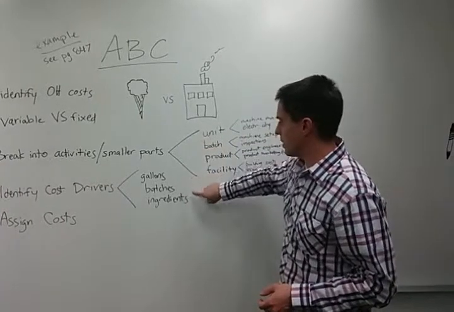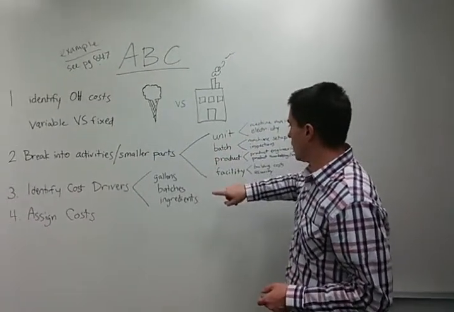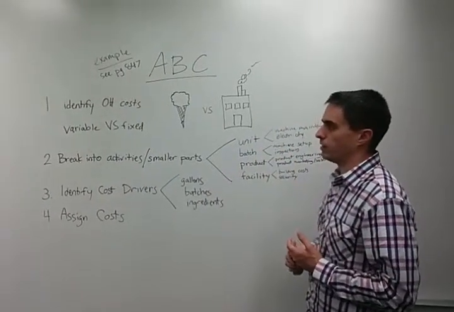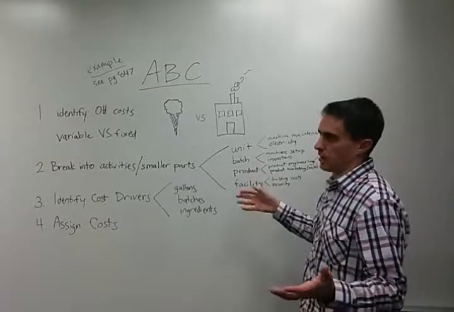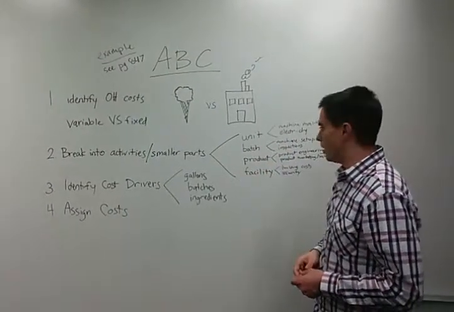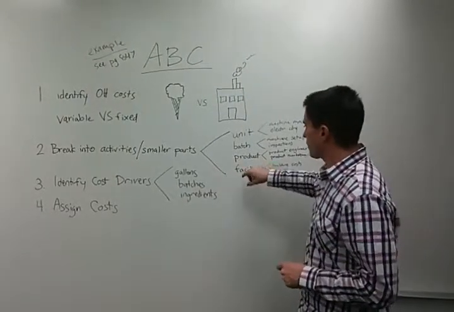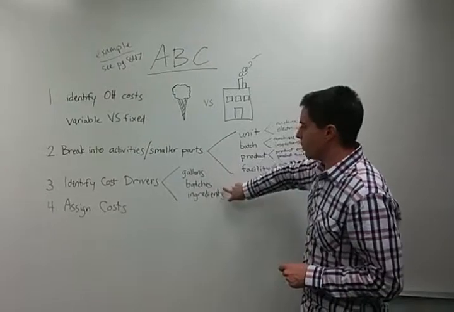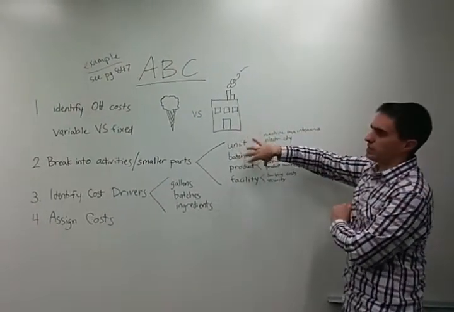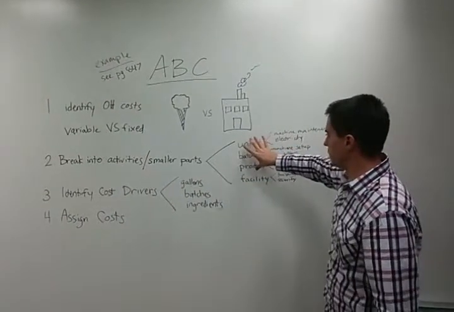Batches, of course, to the batch line. Ingredients would be assigned to the product line. And then facility would probably be some hierarchy, some overhead that you just split out evenly, however you do it. In the ice cream example, they just split those out evenly. Or they didn't even split them out, they just tag them on the bottom. But how you choose these is you just have to look at your system and say, how can we break up the activities for costing? So you've got these activity levels.